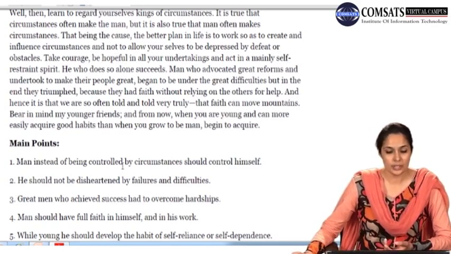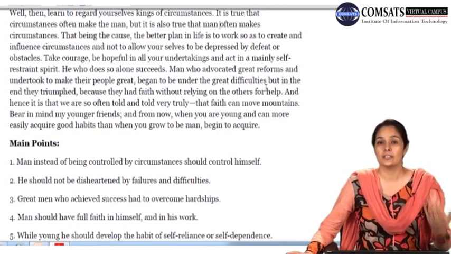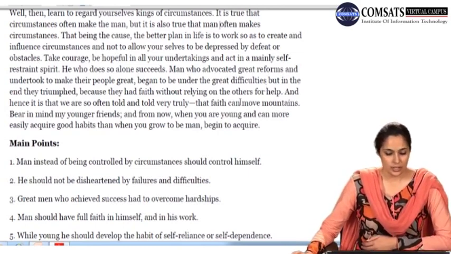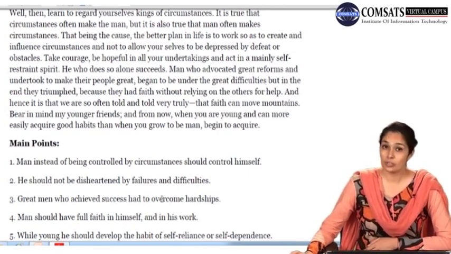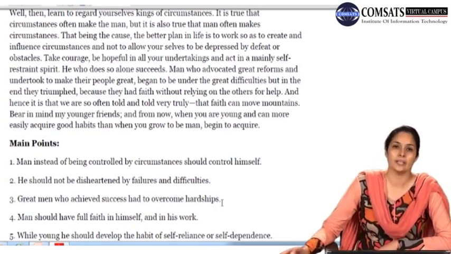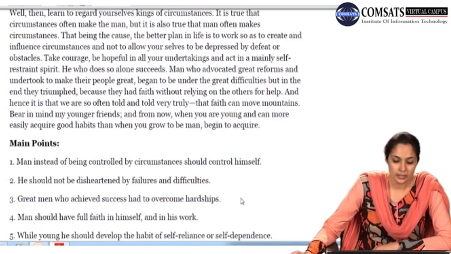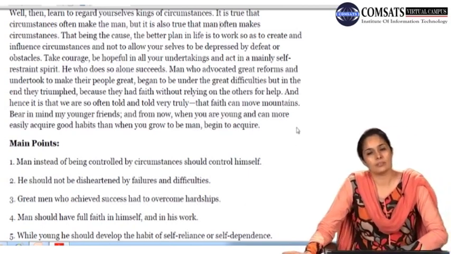Yes, that's another point जो यहाँ पे बताया. Take courage, be hopeful in your undertakings. And men who advocate great reforms often see great difficulties, but in the end they are the ones who are successful. Great men who achieved success had to overcome hardships. Example दी हुई है. Man should have full faith in himself and in his work. And while young, he should develop the habit of self-reliance or self-dependence.